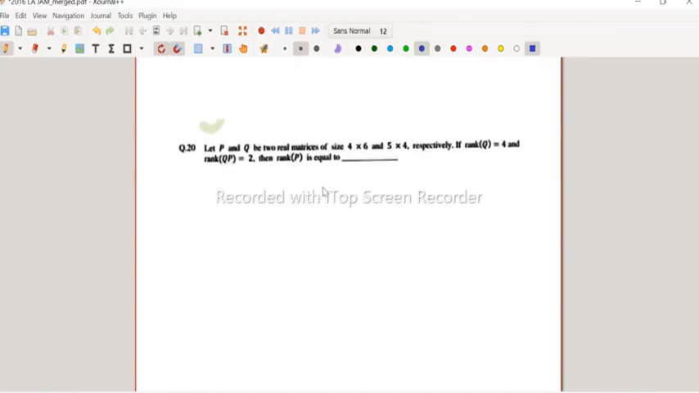Okay, now look at this problem. Let P and Q be two real matrices of size 4 by 6 and 5 by 4. So the matrix P is a 4 by 6 matrix and Q is 5 by 4. We cannot define PQ because the number of columns and the number of rows are not equal, but we can define QP. So what is QP? We can cancel 5, therefore a 5 cross 6 matrix. So QP is a 5 cross 6 matrix.